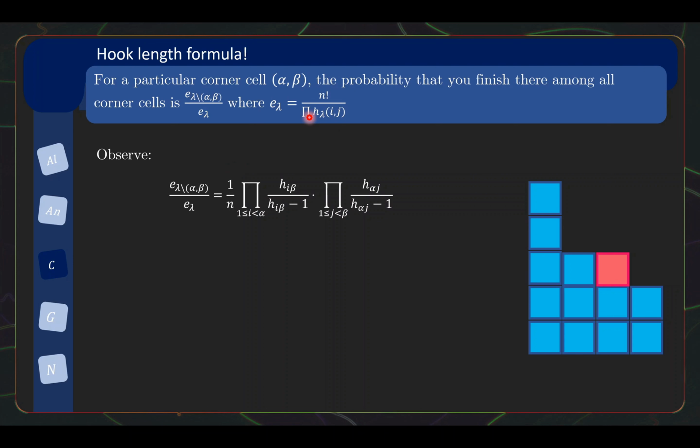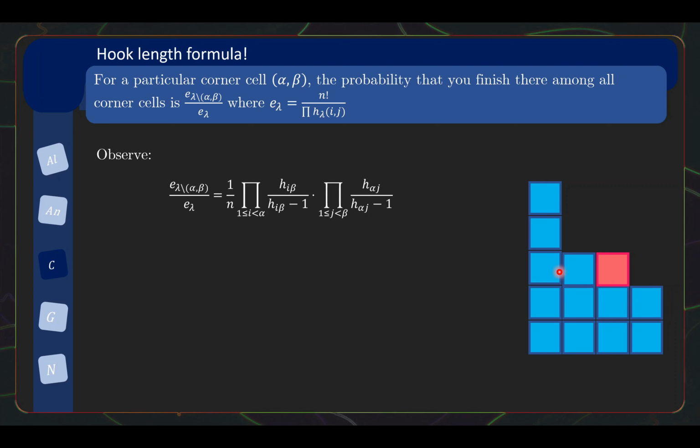Now, secondly, we have the product of all the hook lengths. After removing this corner cell, most of the hook lengths are going to be unchanged. For example, for this cell, the hook length will still be 4 in the new Ferris diagram and the old Ferris diagram. What are the cells where hook lengths are affected? Basically, the cells that are affected are those in the same row or column as the corner cell being removed. For example, this cell over here, the hook length used to be 5, but you remove this, so the hook length became 4. Another example, this cell over here, hook length used to be 3, but after removing this, the hook length is 2.